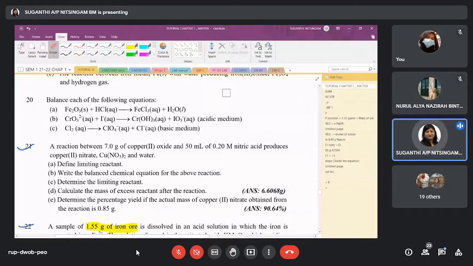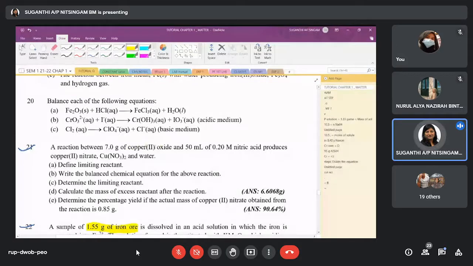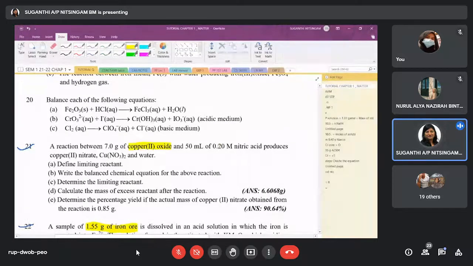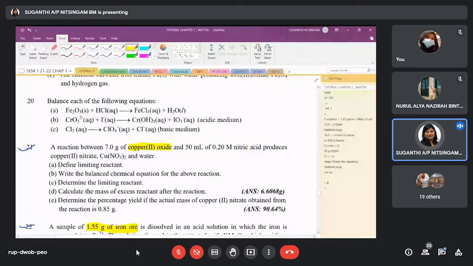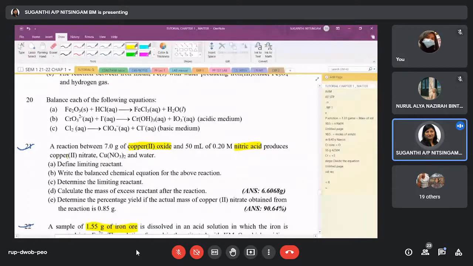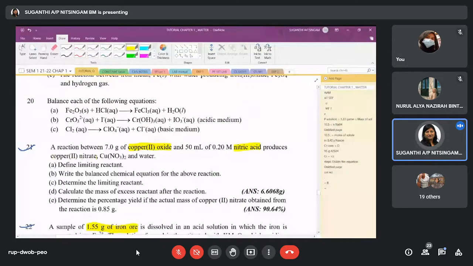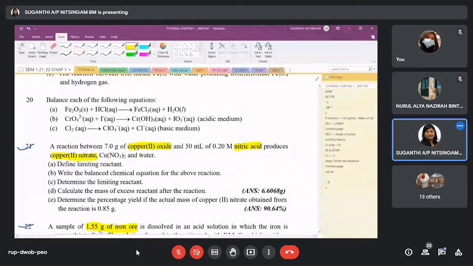Bagus. Okay. So now question 21. The first thing that you must understand about this question is you must be able to write dia punya equation. Copper 2 oxide reacts with nitric acid produces copper 2 nitrate. Ni dia bagi kamu. And water. So equation tu kenalah lengkap and make sure it is balanced.